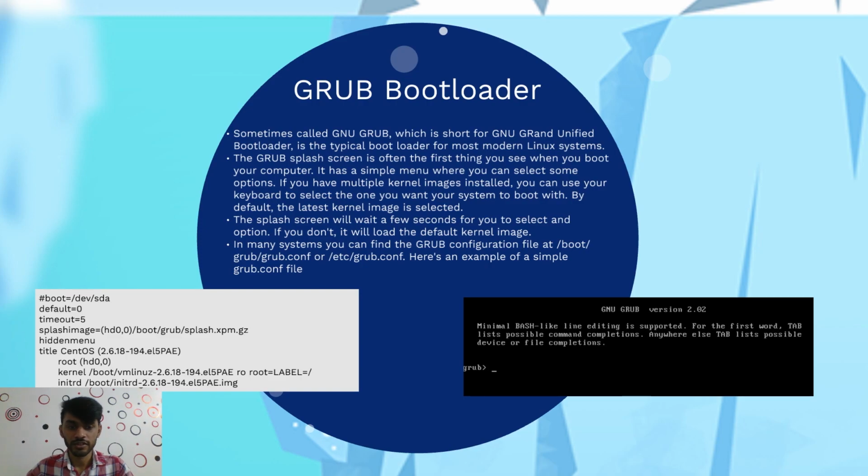You can use your keyboard to select the one you want your system to boot with. By default, the latest kernel image is selected. The splash screen will wait for a few seconds for you to select an option. If you don't, it will load the default kernel image.